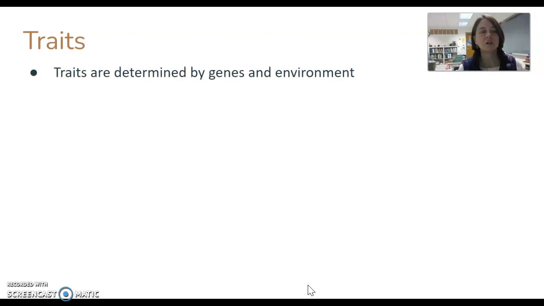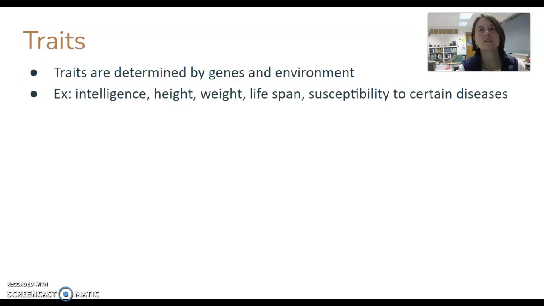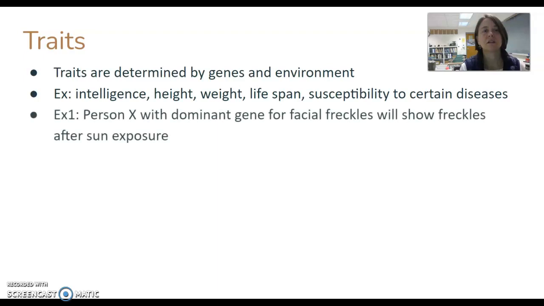So let's talk about the interplay between genes and the environment. There are a lot of things that are involved in both the environment and your genes. For example, intelligence, height, weight, lifespan, susceptibility to certain diseases. So let's go with one example. Person X with a dominant gene for facial freckles will show freckles after sun exposure. They have the genes and the environmental turn on, which is they don't get freckles in the winter, but once they are out in the sun in the summer, they will have freckles.